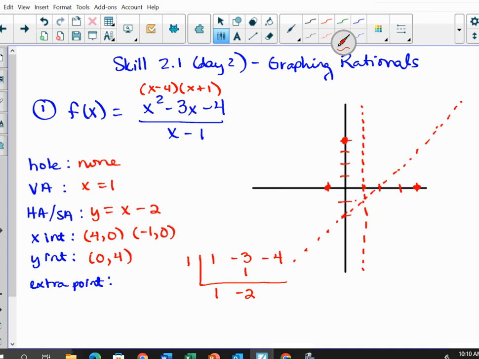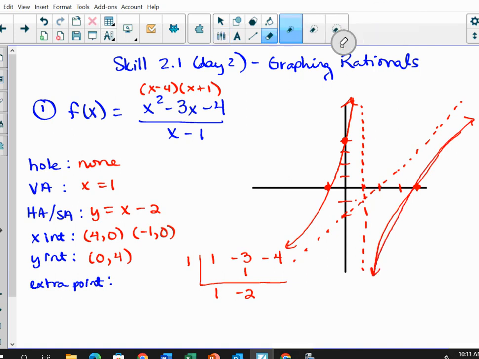All right, remember, use the points you have and the asymptotes to find your shape. So I'm going to just let the asymptote guide this. And we're somewhere over here. I'm going to draw that one well. Let's try that again. And that's your graph.